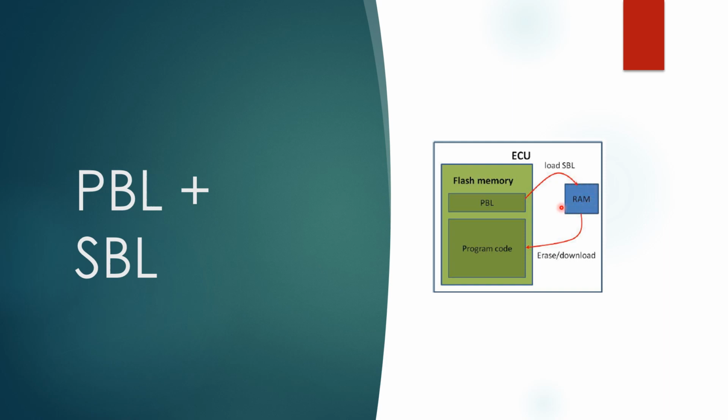Now the secondary bootloader will also have the capability to program the application area. So it will also have the capability of erase and download. Basically, the primary bootloader will not have the capability to directly download into the application area, so it will just copy the secondary bootloader into the RAM, and the secondary bootloader will have this capability. So you can say the secondary bootloader is the primary bootloader plus additional stuff which is capable of erasing and downloading. So this is the general concept for the SPL.